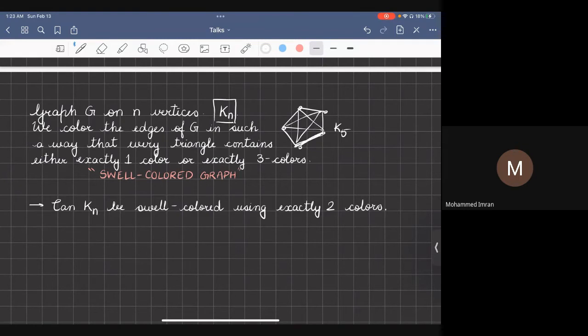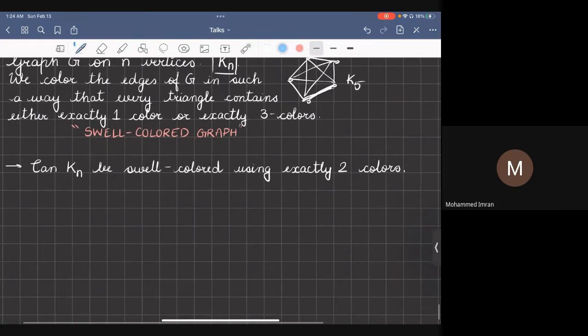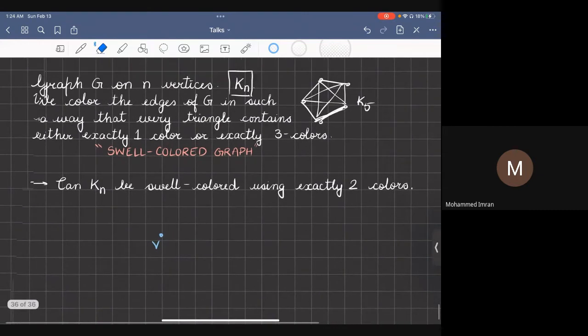Because it's a complete graph. So how do you prove that if we use both colors, then there must be a triangle using both colors? Because if we assume that there exists a vertex V which is blue, and let's say red and blue. Let there be a vertex B which is blue. Then there'll be two other vertices. One of them would be red.